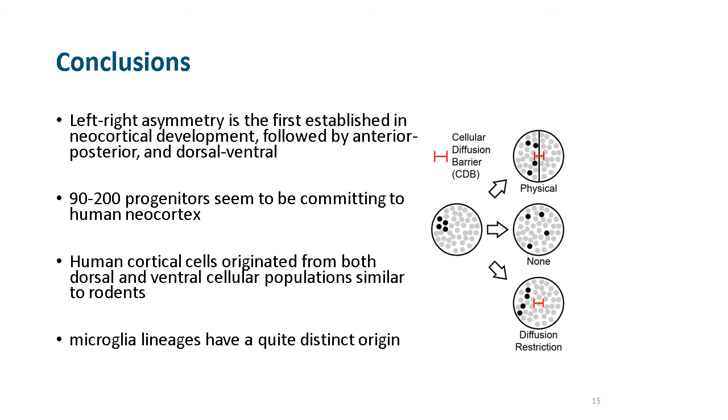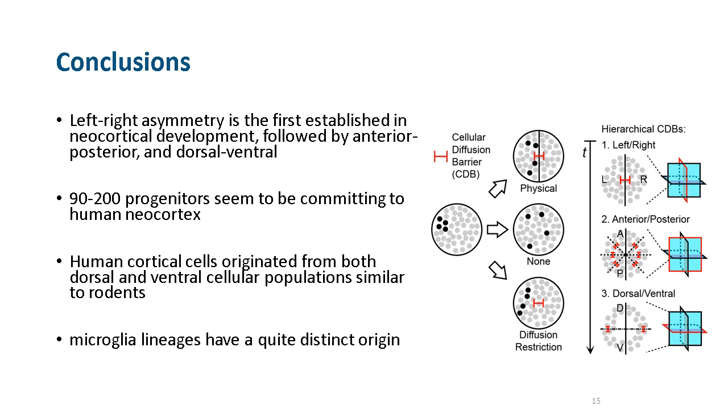There are 90 to 200 progenitors committing to the human neocortex, and we found human cortical cells originate from both dorsal and ventral cellular populations, similar to rodents, and the microglia lineage seems to have a quite different origin. We carried out the idea of cell diffusion barriers, where we see a physical barrier between the left and right hemisphere, and then a restricted barrier from the anterior and posterior parts, and also further dorsal-ventral.